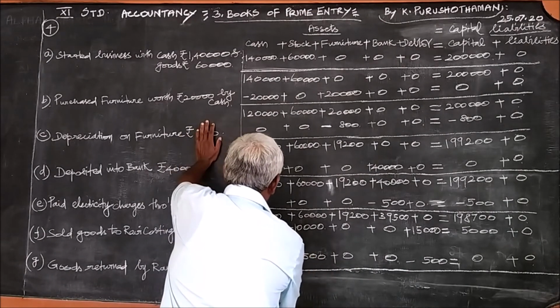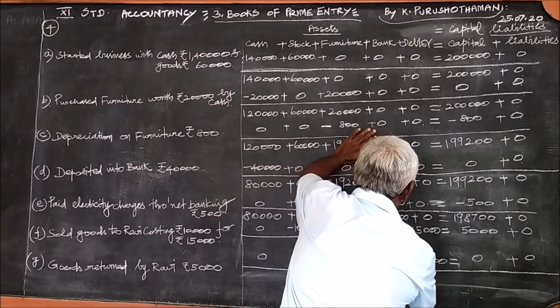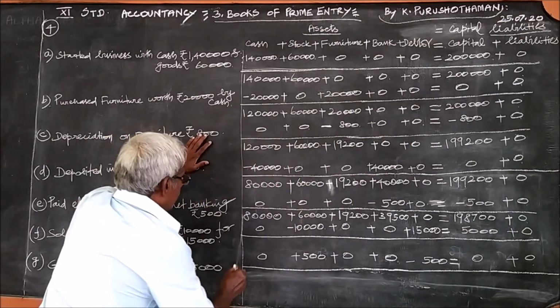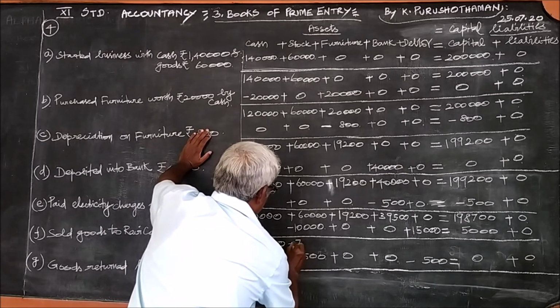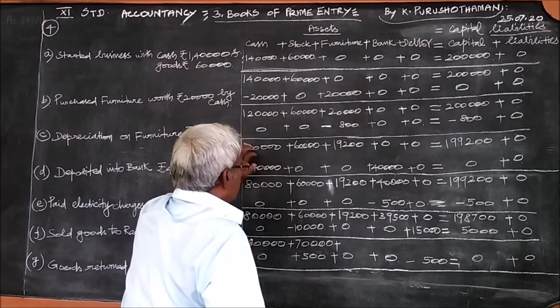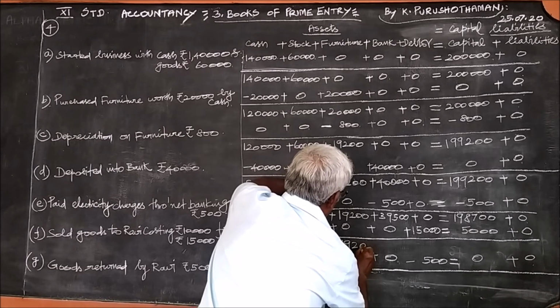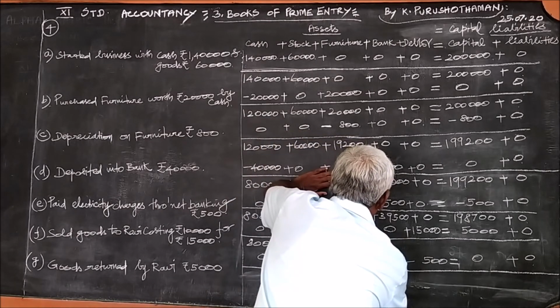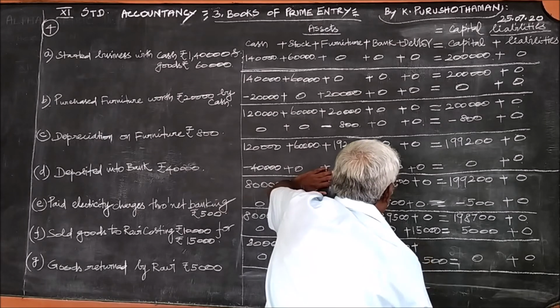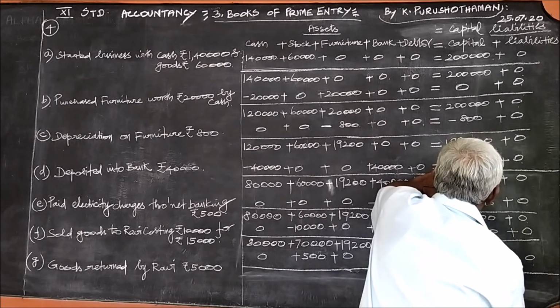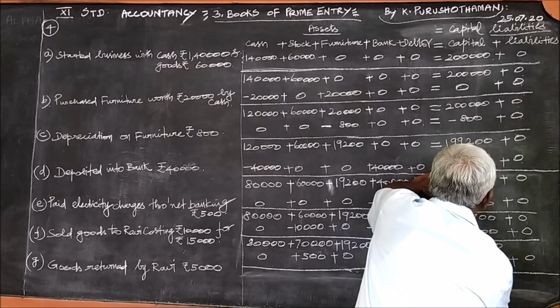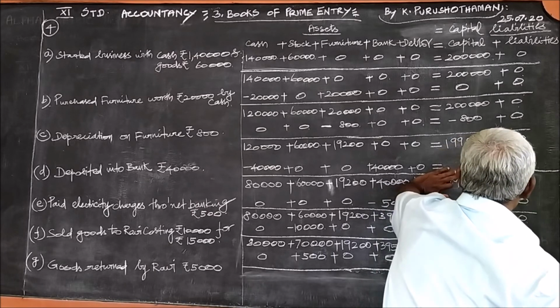Now once again, add these two rows. 80,000 plus 0, 80,000. 60,000 minus 10,000, 70,000. 19,200 plus 0, 19,200. 39,500 plus 15,000 is equal to 2 lakhs, 3,700.